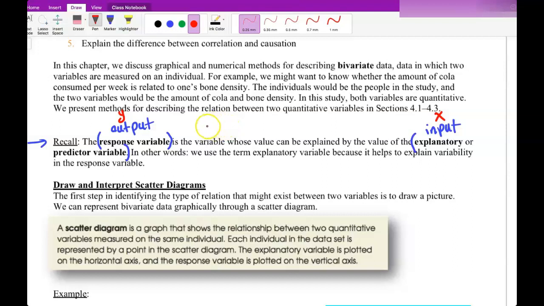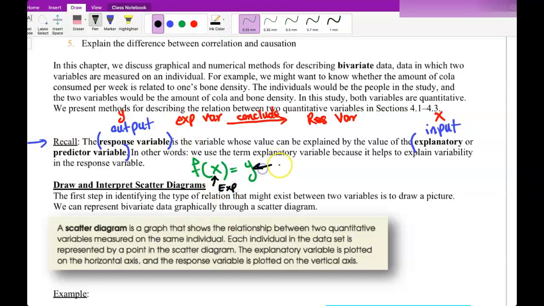So based on that, using the explanatory variable, we conclude the response. In other words, when our domain is x, so our domain is the explanatory variable, using that one, our response is y. So x is explanatory and here this is response.